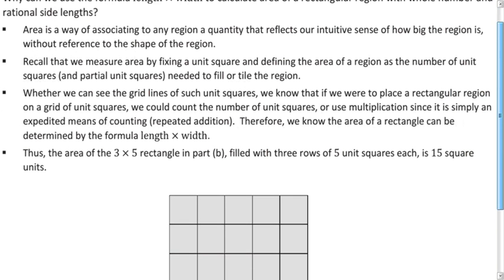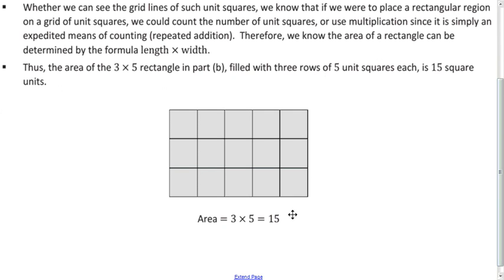So in the case of our first rectangle, it's 5 units in one direction and 3 in the other. So you can think of it as repeated addition, 5 plus 5 plus 5. But we know repeated addition is just multiplication, so 3 times 5. So that's why this formula works when we have nice whole numbers.